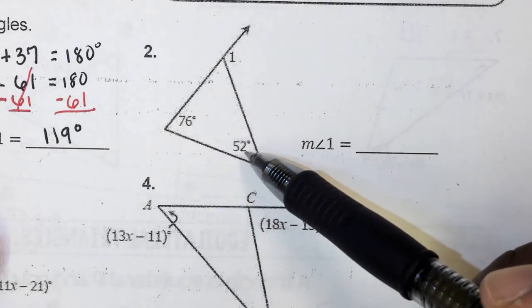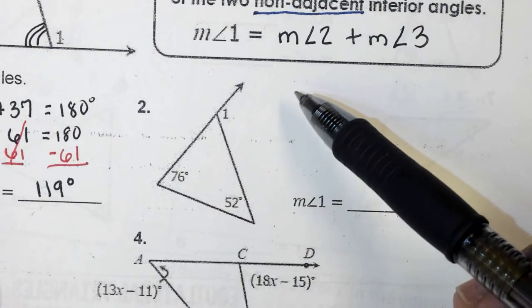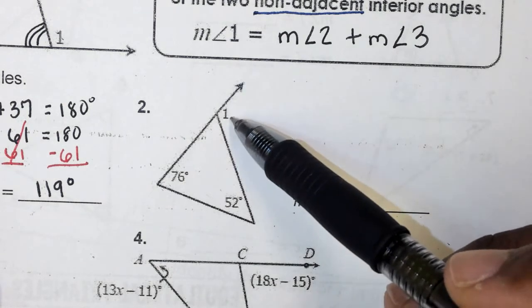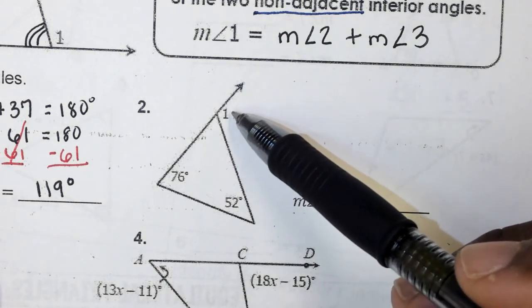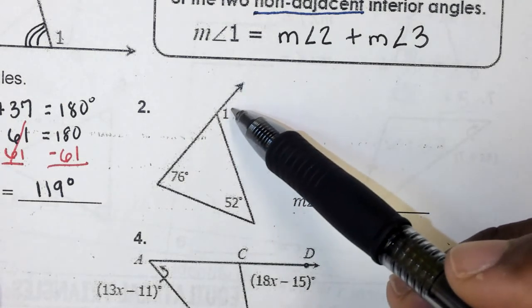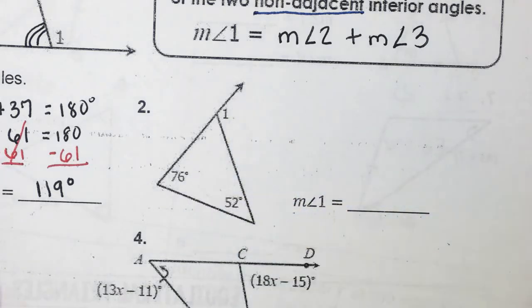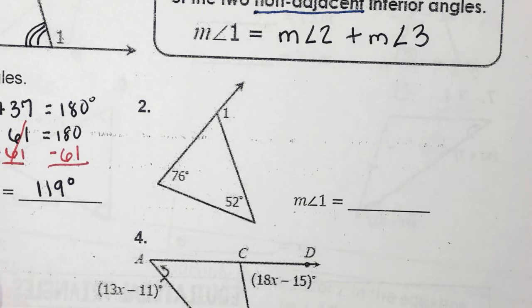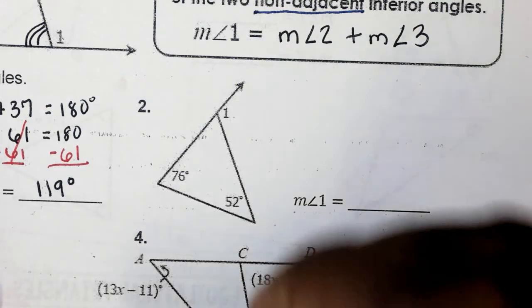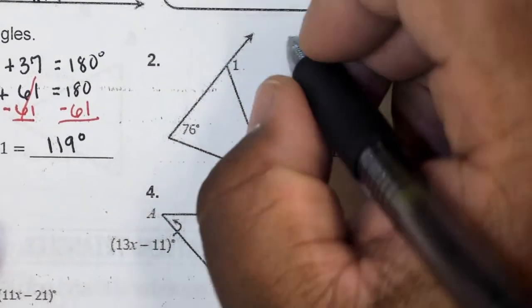So the theorem says, and it's right above here, that angle one, or this exterior angle, it may not always be numbered angle one, this exterior angle should be equal to these two interior angles that are not adjacent to it. So using that concept, I'm going to write an equation to solve.